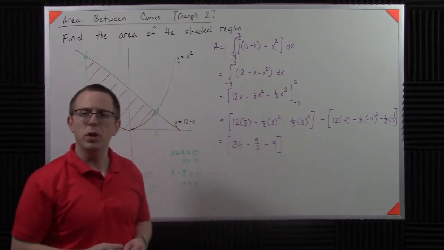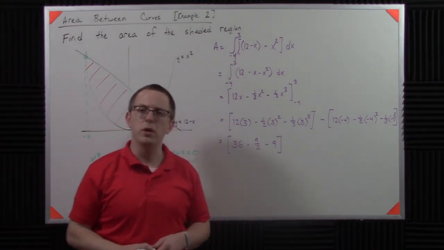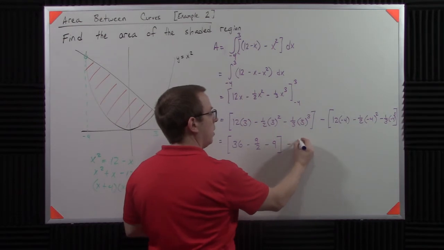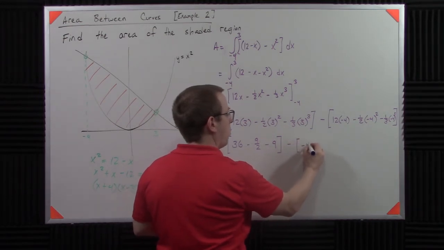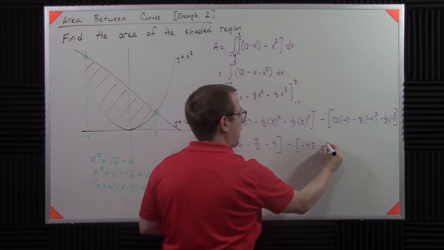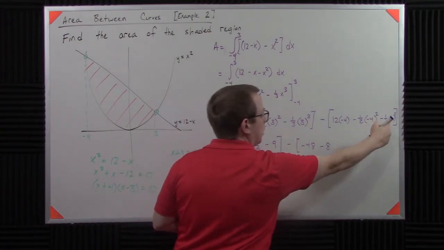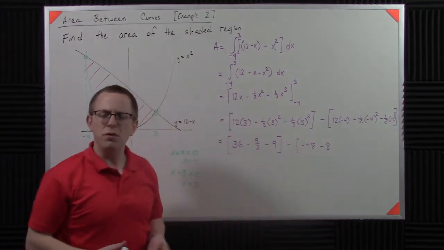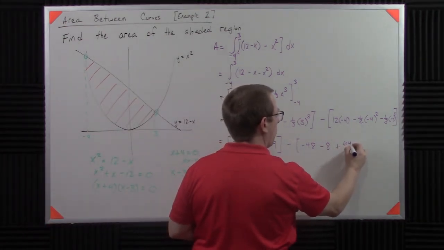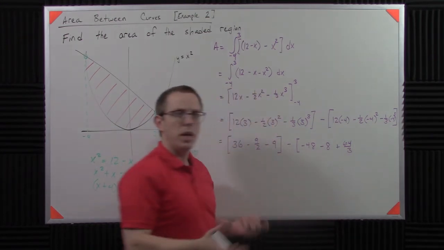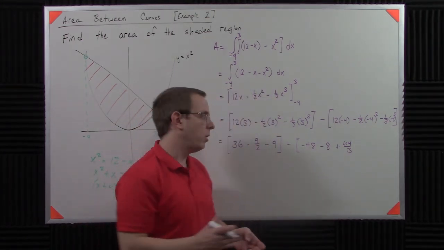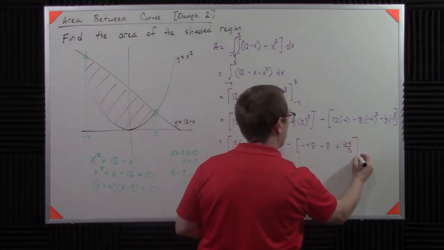Hopefully that was simple enough, and you're comfortable enough at this point to do that. And over here, we're going to be subtracting negative 48. So that's going to be minus 8, because 4 cubed is 64, I believe. So we're going to get plus 64 over 3. That's because negative 4 cubed is negative 64, times negative 1/3 is a positive 64 thirds.